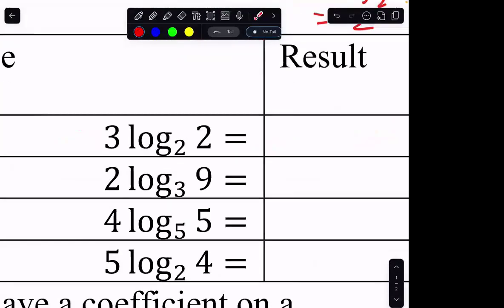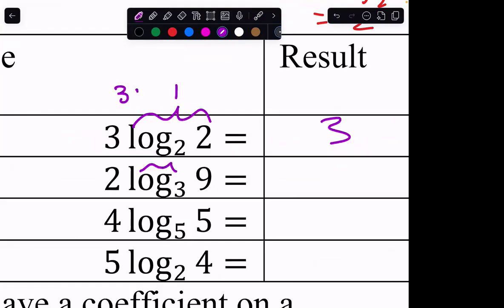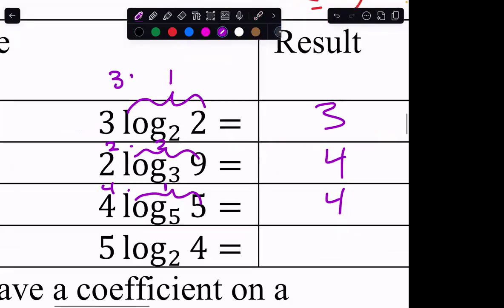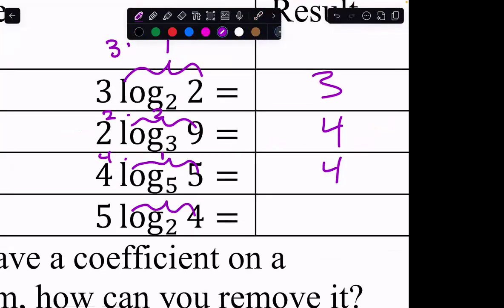So the number in front is just a coefficient. So you do this part first. Log base 2 of 2, 2 to the power of 1 equals 2. Then 3 times 1 is 3. Log base 3 of 9, 3 to the power of 2 equals 9. Then 2 times 2 is 4. Log base 5 of 5, 5 to the power of 1 equals 5. Then 4 times 1 is 4. Log base 2 of 4 is 2. 2 to the power of 2 equals 4. 5 times 2 is 10.